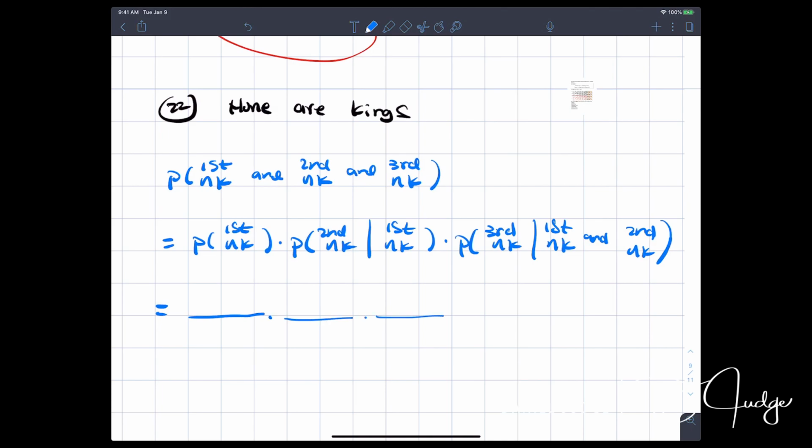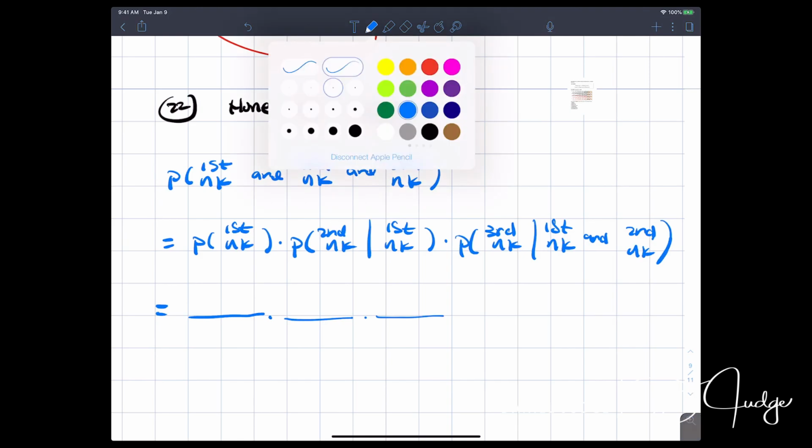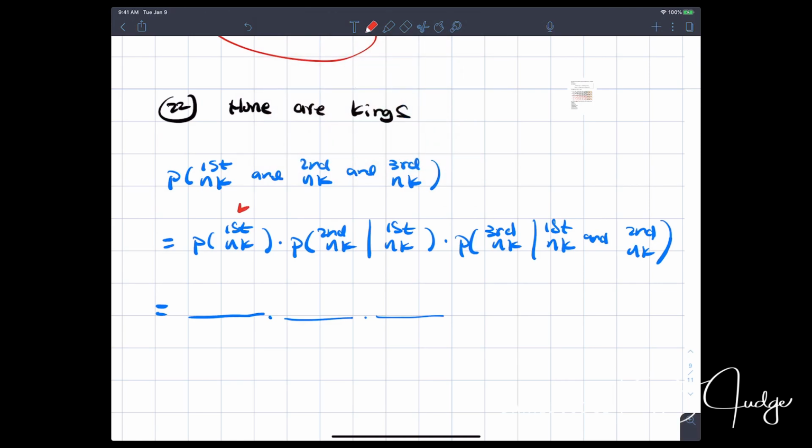So here's our selections again. First is not a king, second's not a king, third's not a king. So we have to know, what does it mean to not be a king? The first question is, what's your probability that the first selected card is going to be a non-king? Not a king, but non-king. And there's a lot of non-king cards. The queens are non-kings, the aces, the tens, the nines, and so on, the 2.